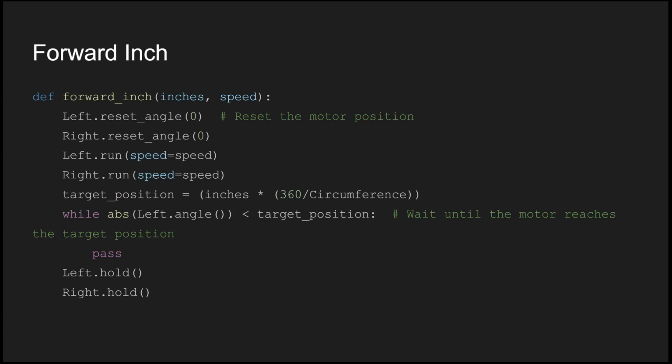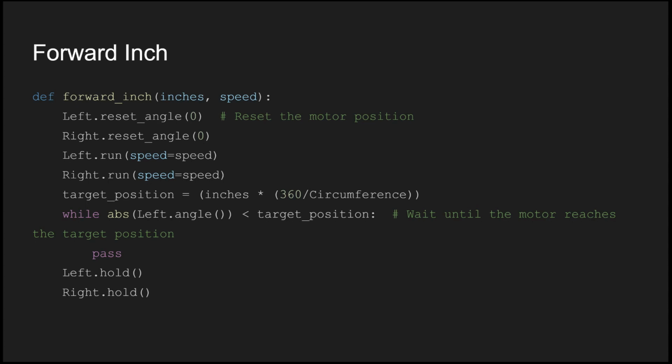This is our forward inch function. First, we define the forward inch so that we can use it later. Then we reset the left and right motor angles. Then we tell the motors to run at the speed we want. The target position line is converting how many inches we want to run into degrees that the motor can read.